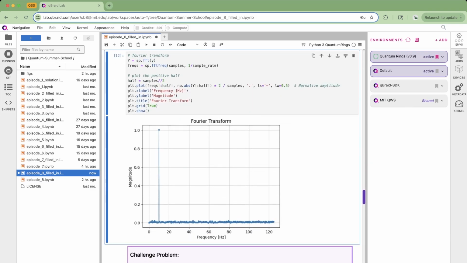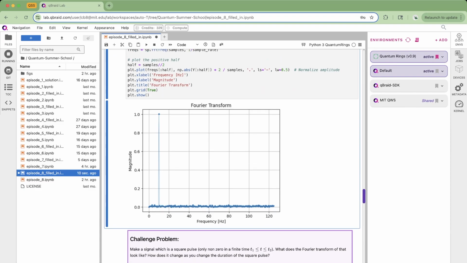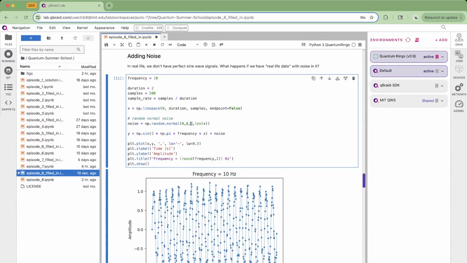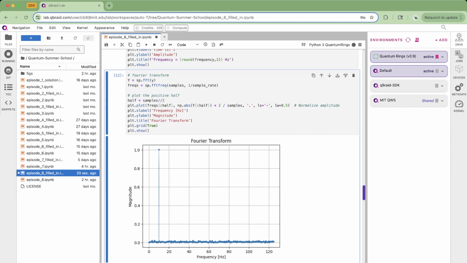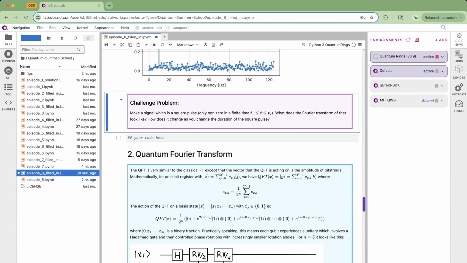And you can see now that we don't have a perfect 0 apart from the frequency that we're looking for. And that's because this noise has added some more uncertainty in the frequency in the signal. And if we were to increase this noise, so let's say 0.5, then the signal in the frequency domain would become even more noisy. So if you want a challenge problem, you can make a signal which is a square pulse. So it's 0 everywhere, and then it's 1, and then it's 0 again. You can see what the Fourier transform of that looks like.